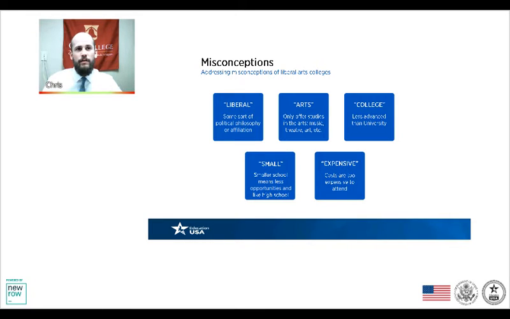I have 2 more up here that I just kind of picked out. The first one is small. One of the few things that's common with liberal arts colleges is that if you read their 30-second pitch about their school, you'll find the word small in there somewhere. I almost guarantee it.